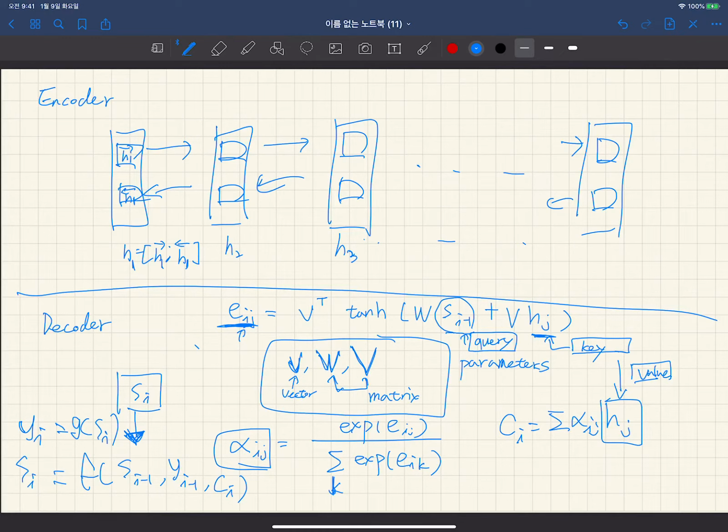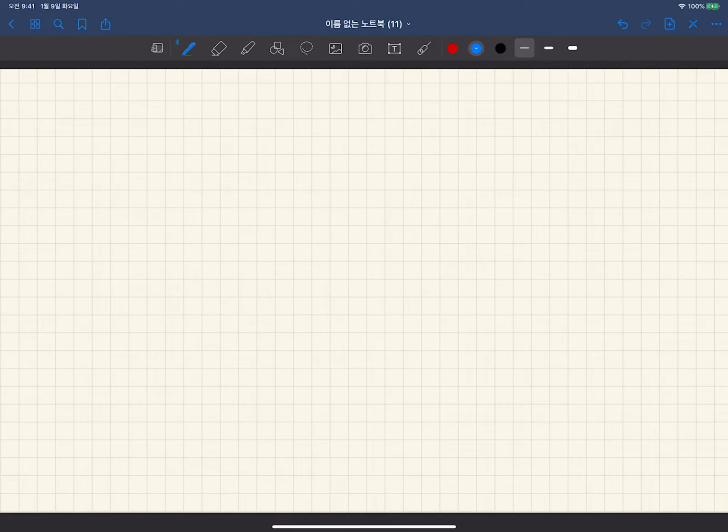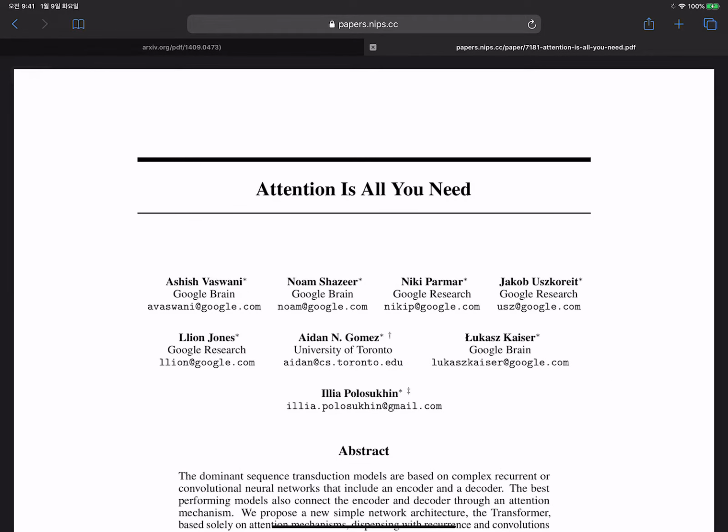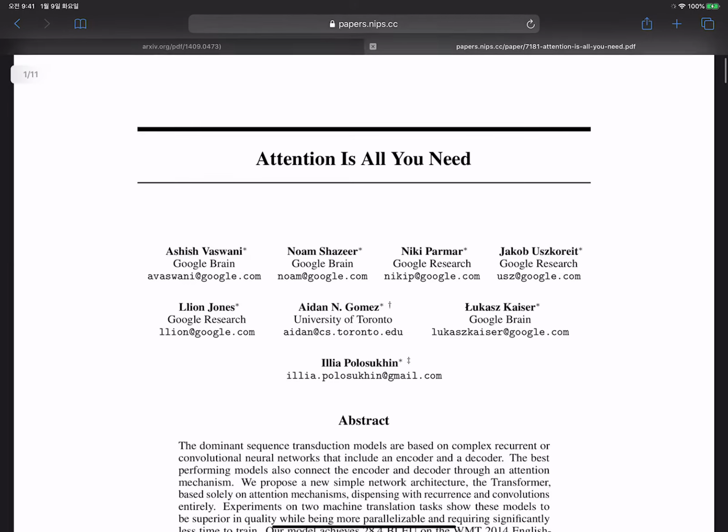And using this idea, recently many NLP, natural language processing algorithms and many machine translators use the transformer structure. The transformer structure comes from this paper, Attention Is All You Need. I strongly recommend reading this paper. This paper was published at NeurIPS 2017.